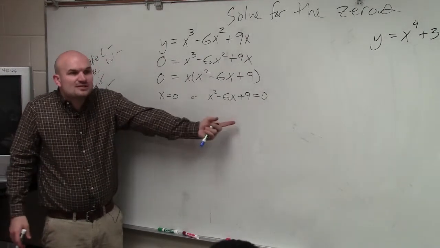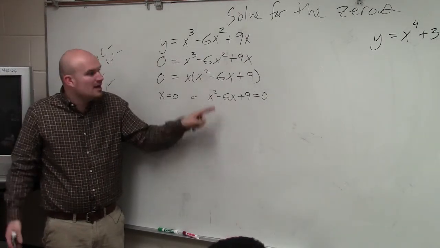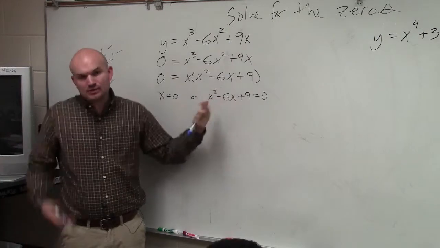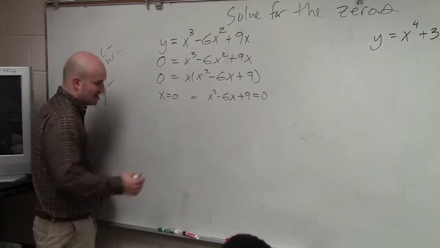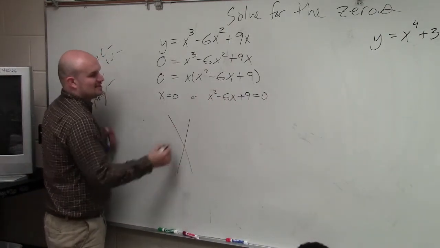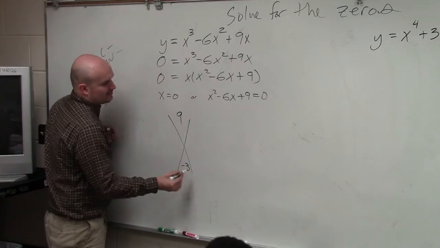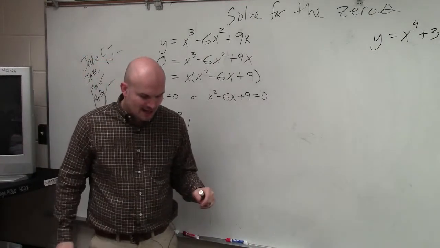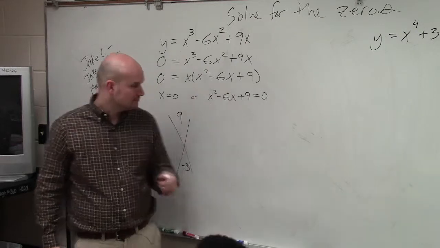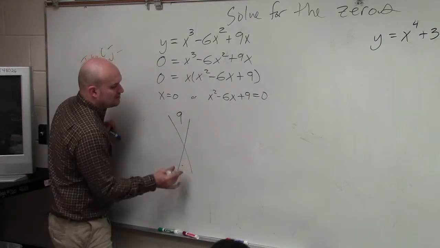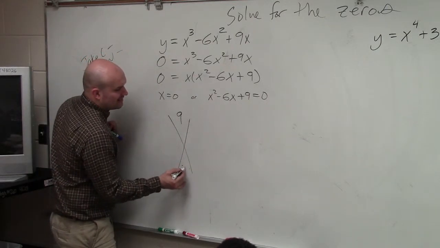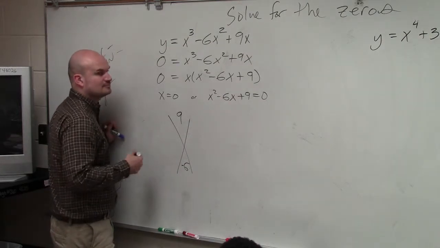Here, though, I still can't solve this. I, again, have to factor this. However, this is now a quadratic. We should be more familiar with how to solve these quadratics. So therefore, again, I go back to my diamond. Sorry, negative 6. What two numbers multiply to give me 9 and then add to give me negative 6?